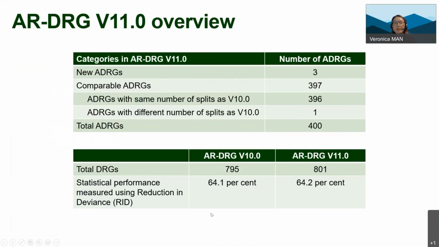As an overview, version 11 has a total of 400 AR-DRGs. 3 new AR-DRGs are created. Of the 397 comparable AR-DRGs, 396 of them have the same number of splits as version 10. And only one AR-DRG has changed from no split in version 10 to one split in version 11. In total, version 11 has a total of 801 DRGN classes, and the statistical performance for version 11, measured by reduction in deviance, is an RID of 64.2%, which is a slight increase from version 10.